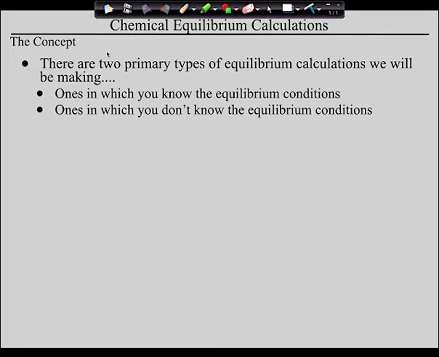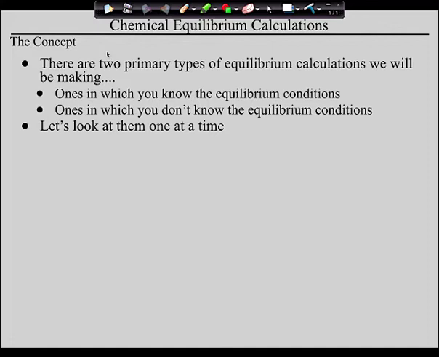What you're going to learn how to do today is solve Kc expressions when you don't know anything about the equilibrium conditions. You are going to be told, here are the initial concentrations, go get them, and that's it. And so that's where the math gets a little bit involved. That's where you're going to use ICE boxes. That's where you're going to use the quadratic formula. So guys, today we're just going to pick these off one at a time.